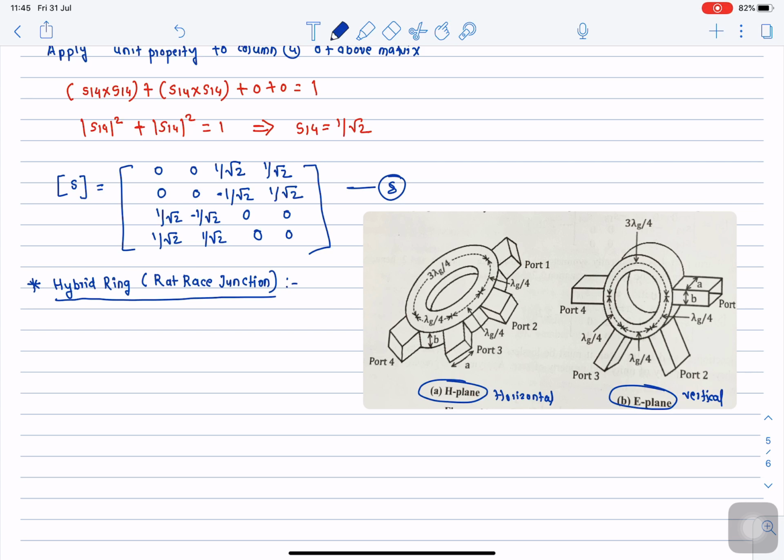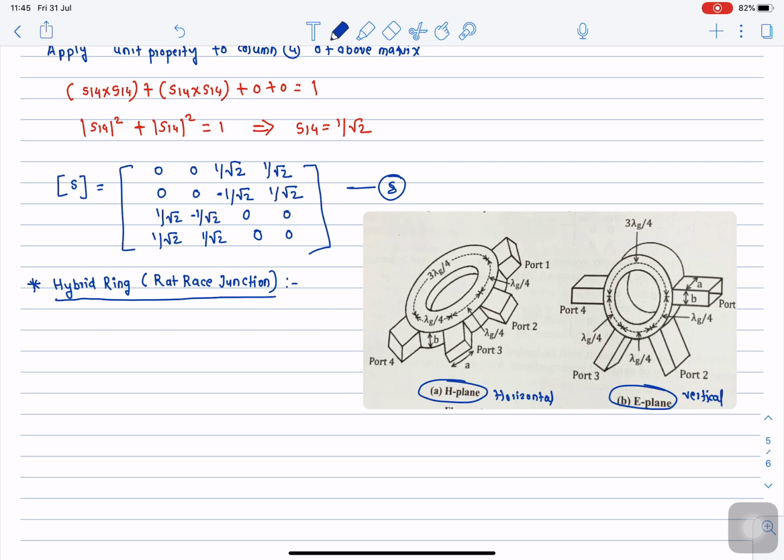Okay, so let us go to the theory. What is this rat race junction? This hybrid ring or rat race junction is a 4-port device. Okay, so we observe over here there are always 4 ports. This is port 1, port 2, port 3 and port 4.